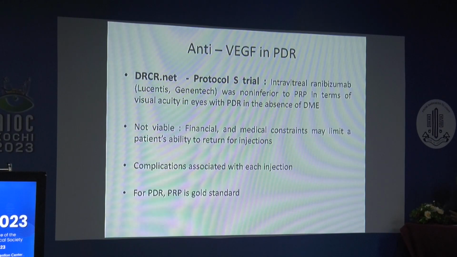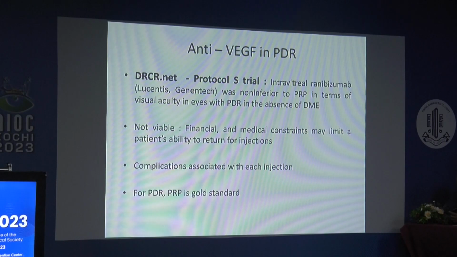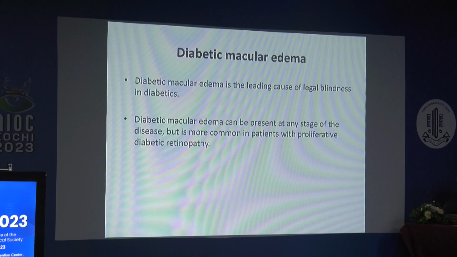So as I said initially also, in Protocol S, they said you give monthly injections for the management of PDR, but this is not viable either financially or because of the medical constraints in our scenario, because patients are usually ill, they can't come, and if the patient misses their injections or stops the treatment, it can lead to severe complications. Hence, for PDR, PRP is still the gold standard.